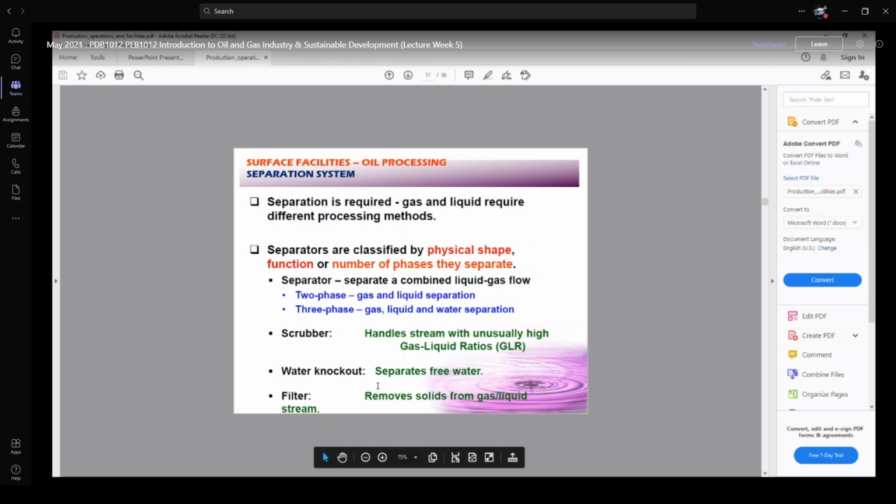The next is the water knockout. If we have free water in our production and we want to separate this free water out of that stream, we have to use the water knockouts. Another is a filter. A filter is going to remove the solids if we have some solids in the liquid gas stream.